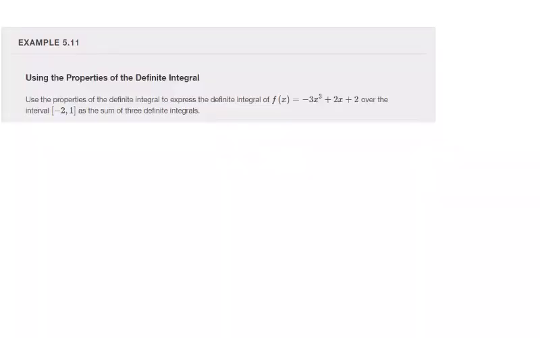So here we're being asked to use the properties of the definite integral to express the definite integral of this function over the interval -2 to 1 as the sum of three different integrals, right? So they're giving us a and b. They're giving us f of x, of course. And so we can set that up.